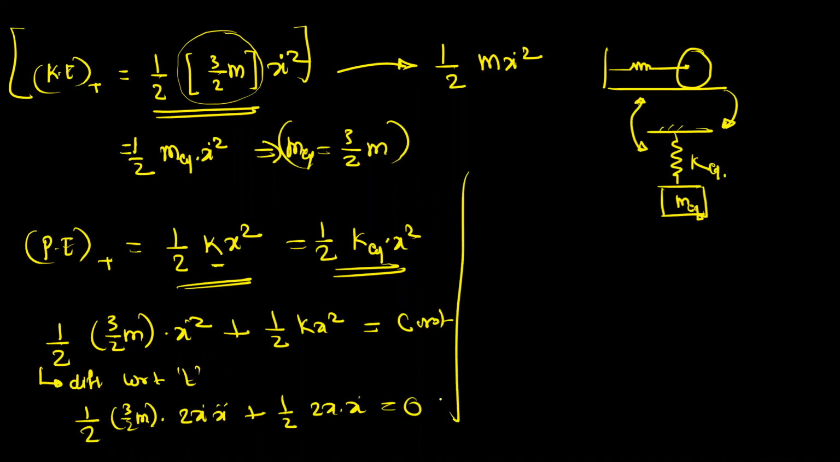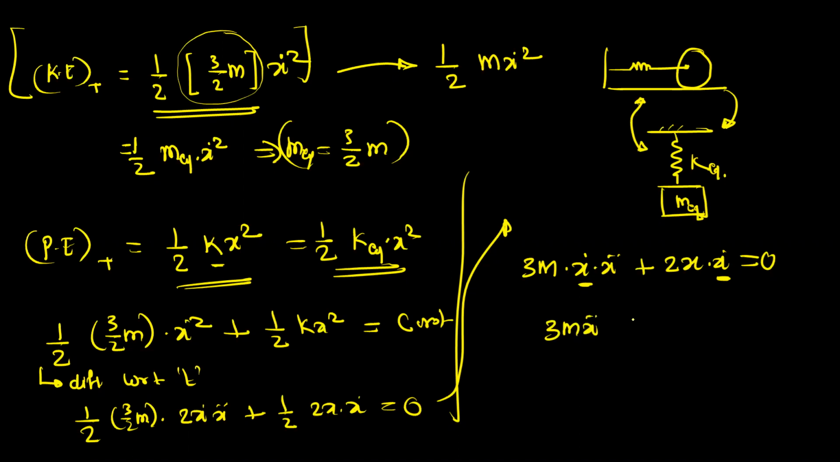Okay, so you can cancel out 1 by 2, so the remaining value is 3m into x dot into x double dot plus 2x into x dot is equal to 0. So you can cancel out this x dot value, so remaining is 3m x double dot plus 2kx is equal to 0.